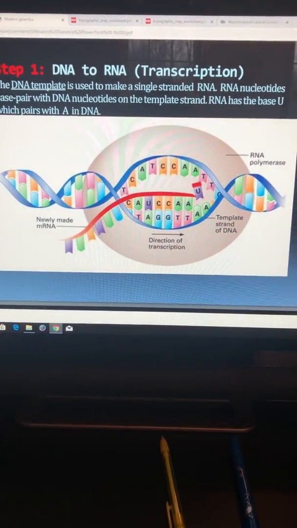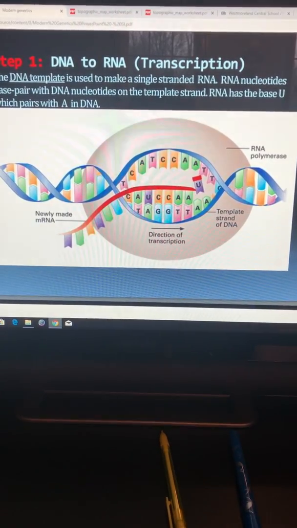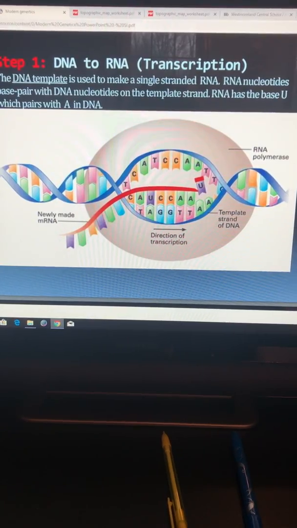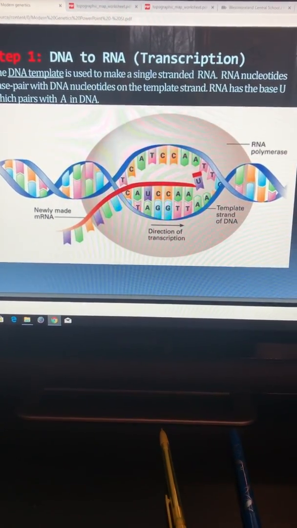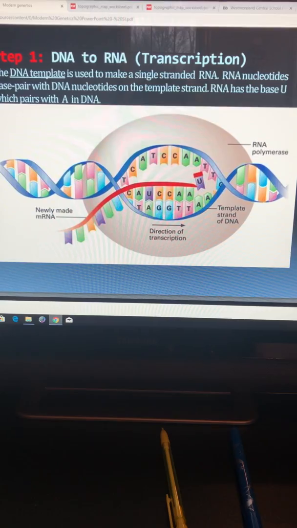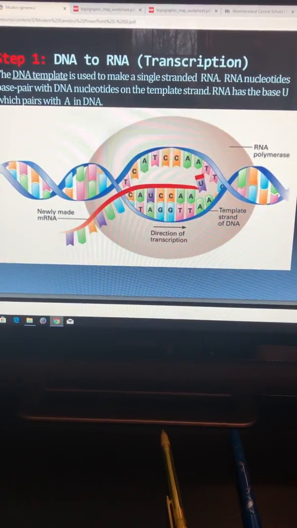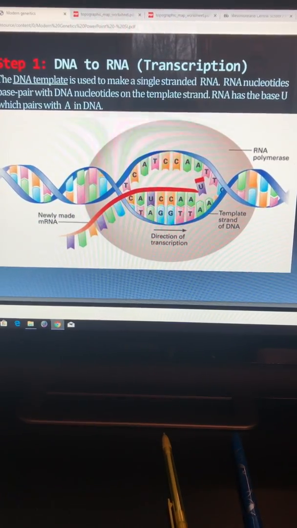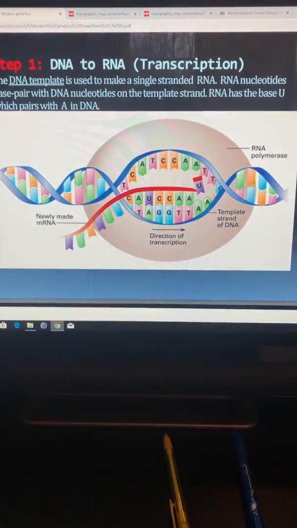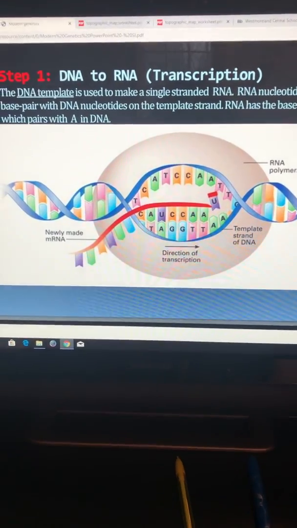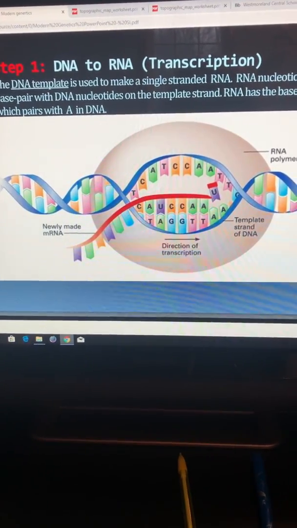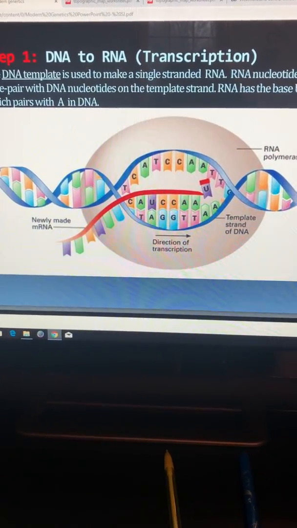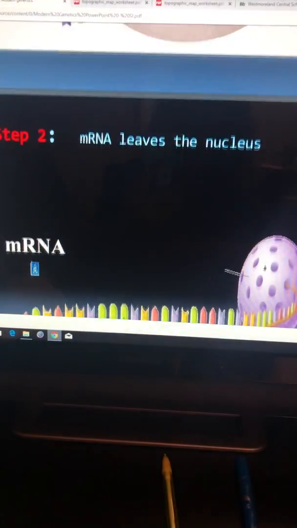Just to review transcription, it's basically where DNA unzips, a messenger RNA molecule comes in, and the bases of the messenger RNA molecule will pair up complementary to the DNA molecule, because DNA will act as a template, and messenger RNA will leave. Now we're going to move on, once it's been transcribed, into translation.